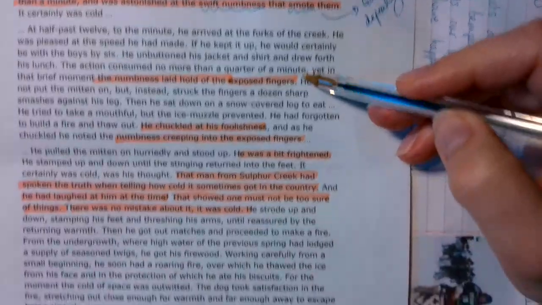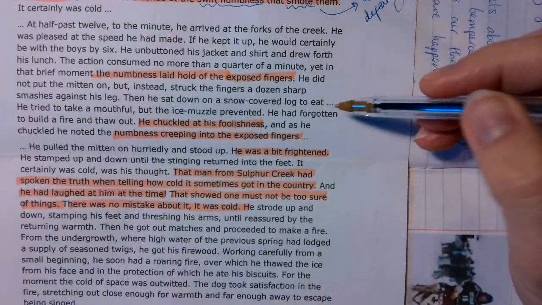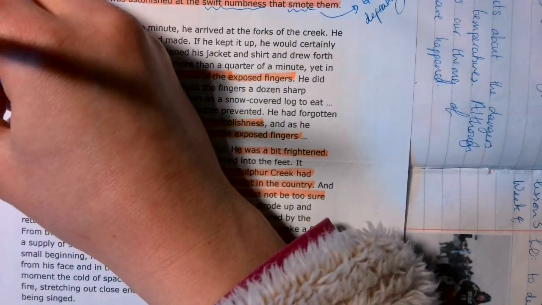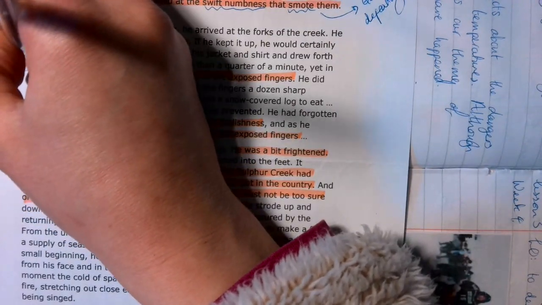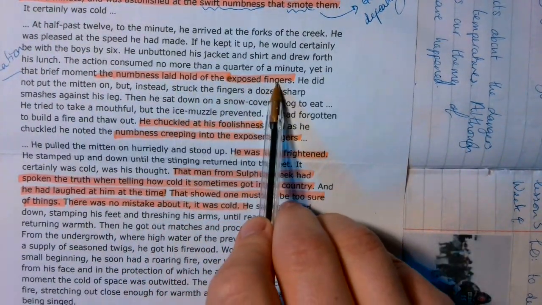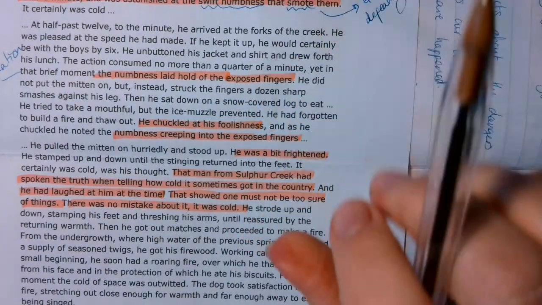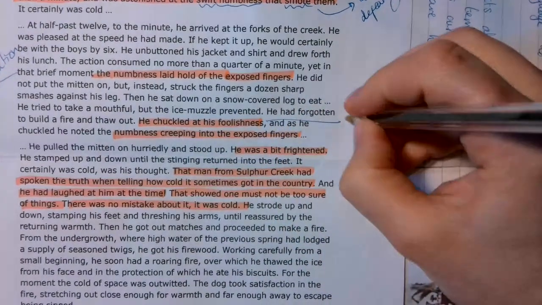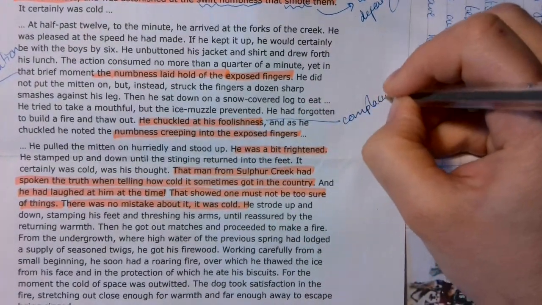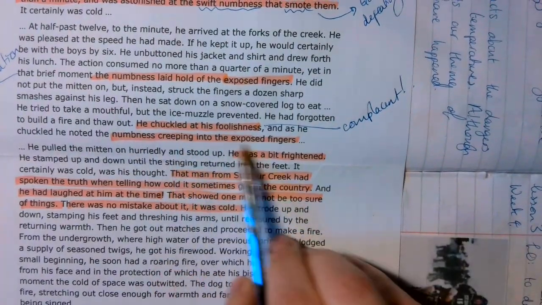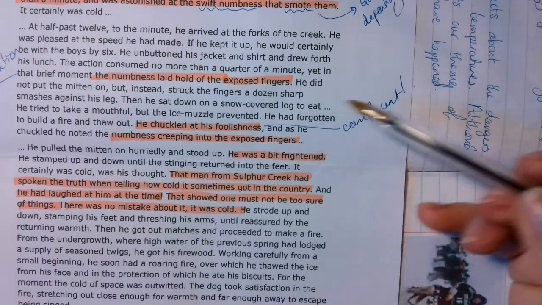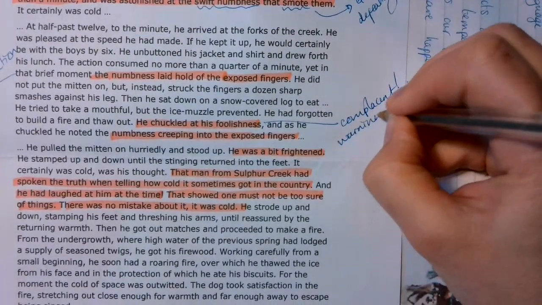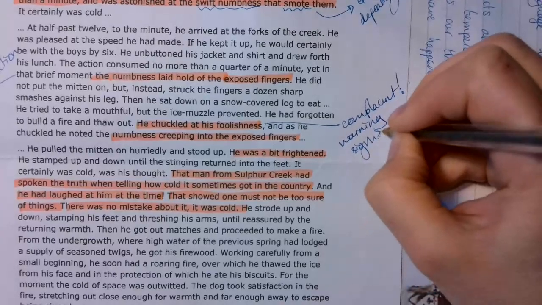Then he starts noticing that his exposed fingers are going really, really numb. Notice the personification here, that it laid hold of his fingers. The numbness laid hold of the exposed fingers. It's like the cold is a hand that's reached out and grabbed. He chuckles at his foolishness. Ha ha ha ha. Another sign that he's being complacent. Silly me. Numbness creeping back into the exposed fingers again. So he's possibly just missing the warning signs here, that this is too dangerous to travel.